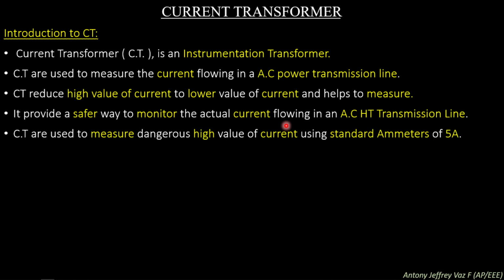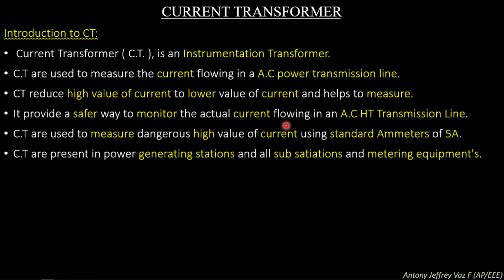CTs are used to measure dangerous high value of current using standard ammeters of rating 5 amps. CTs are present in power generating stations and on all substations and in metering equipments. So you can see CTs in a generating station or in substation or any higher rating of metering equipments.